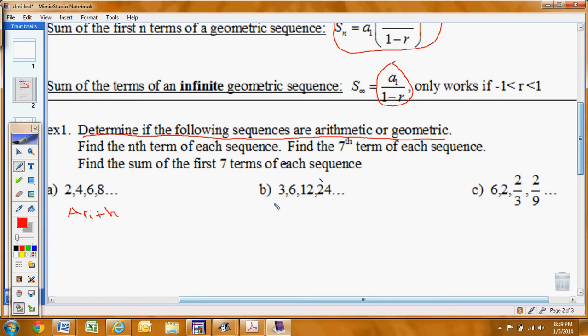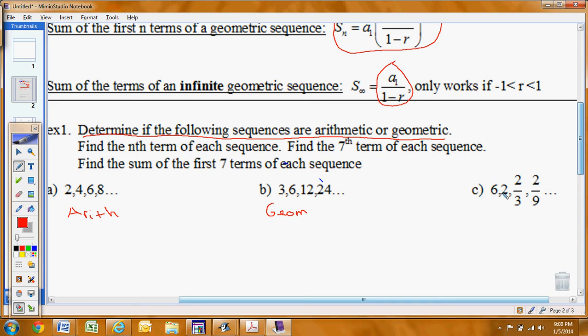So this one is geometric because we are multiplying by the same number each time. And that's just geom. What's going on here? To get from 6 to 2, I could be subtracting 4, but I notice that that's definitely not the case from there on out.